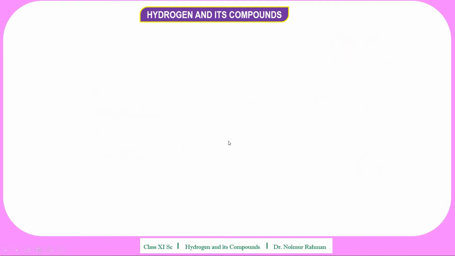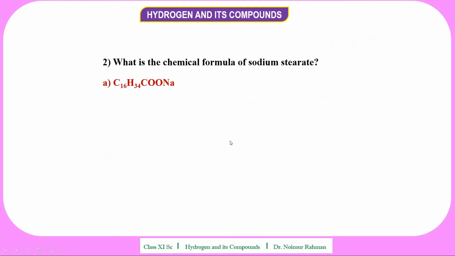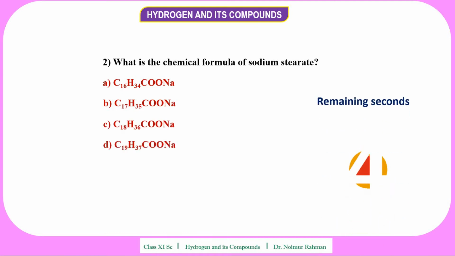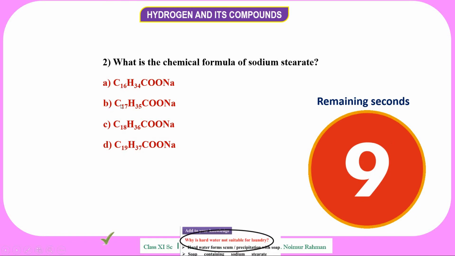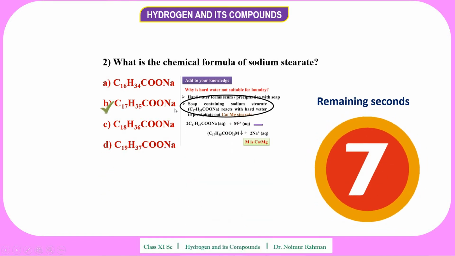Moving ahead, we have the next question for you. What is the chemical formula of sodium stearate? 4 options given. I hope you got the right answer. The right answer is B, that is C17H35COONa.